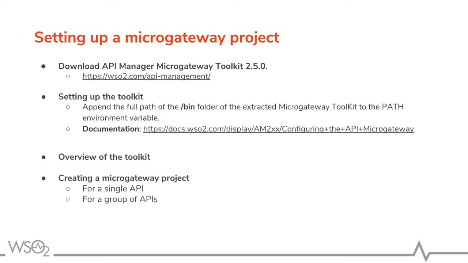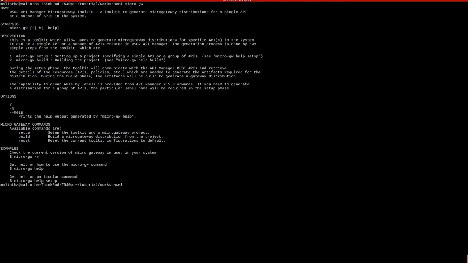You first need to download the Microgateway Toolkit distribution from our website, then extract it and append the full path of the bin folder to the path environment variable. Let's look at a quick overview of the Microgateway Toolkit command. If you run the command without any argument, you can see a quick overview of the tool.